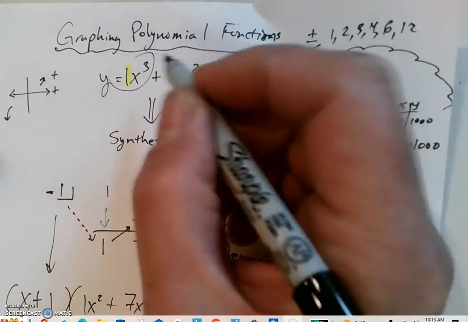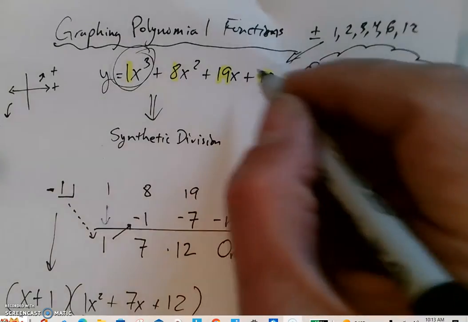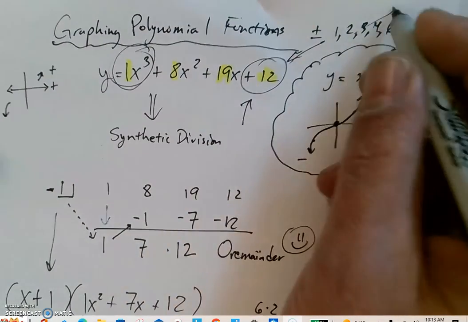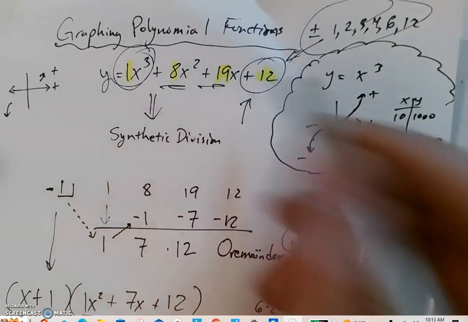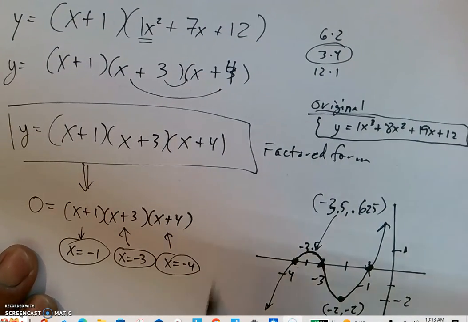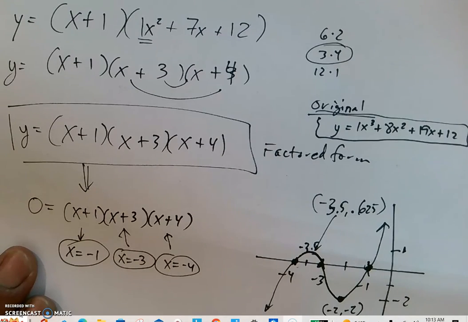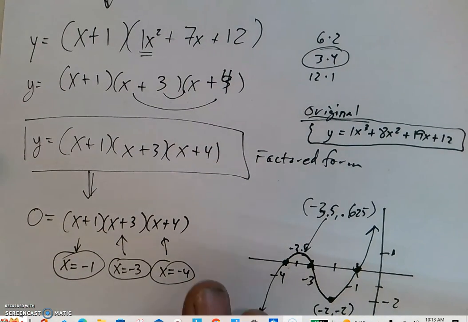Other than that, we could look at this and we knew the end behavior. We looked at this, we knew where we should search for zeros. These were our possible zeros. But other than that, the 8 and the 19 didn't end up being any part of our answer. It's just part of our factors. When we factored it, eventually you'd get an 8 and a 19 in there.